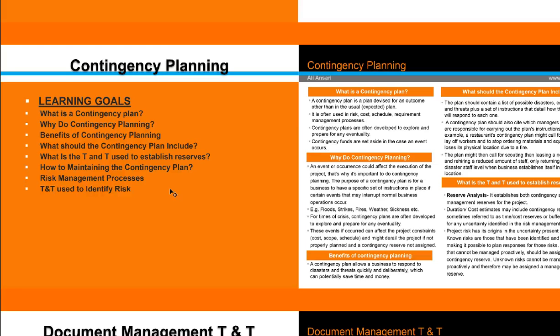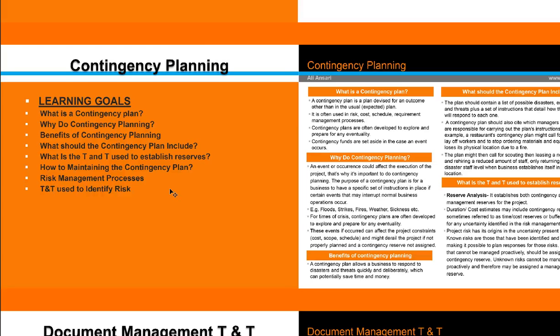Okay, so a contingency plan is a plan devised for an outcome other than the usual expected plan. So we planned to do this many requirements. Now what would happen if we were unable to do some of these requirements? Do we have a backup plan? Do we have a contingency plan? What are we going to do about it? How are we going to go about it? So all this needs to be planned beforehand. It's not like when something like this happens, we don't know what to do.